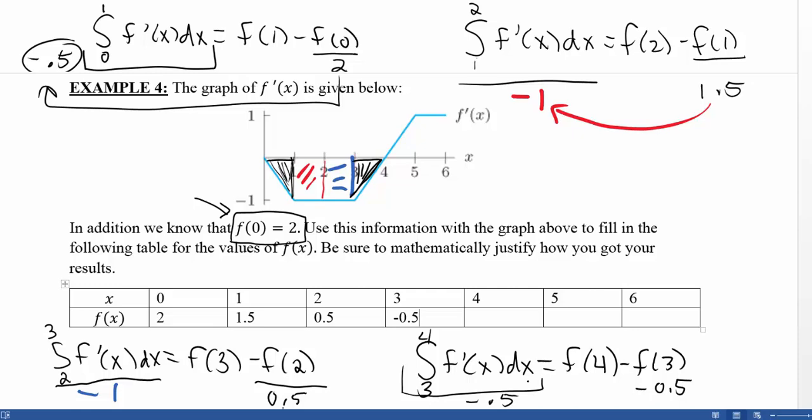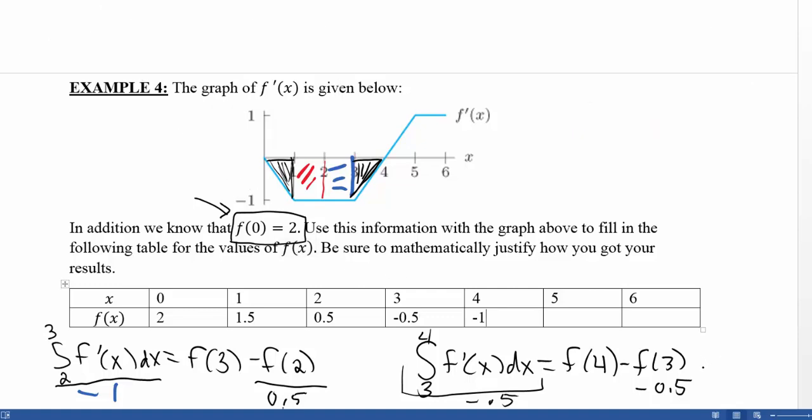Here we have to be a little careful. So we have f of 4 minus -0.5. The minus and the negative would cancel, so I'd have f of 4 plus 0.5. Bringing it over to the left-hand side, I have to do -0.5 minus 0.5, which gives me -1. So f of 4 is -1. And that should make sense because we were at -0.5 and then we were subtracting off another 0.5, right? We were adding more negative area.